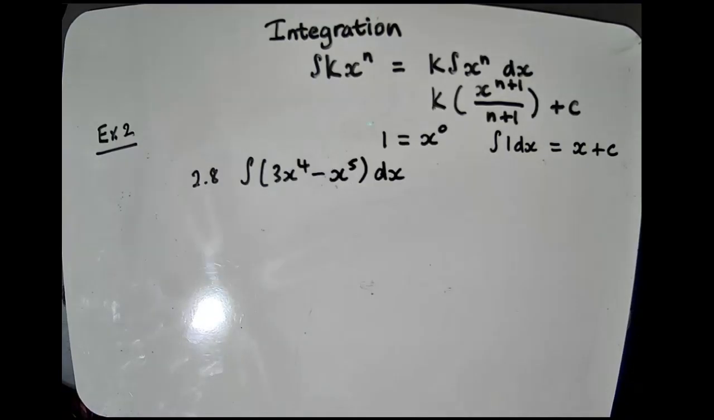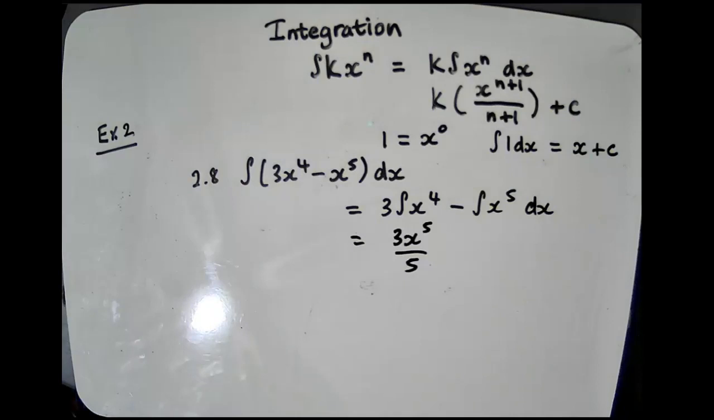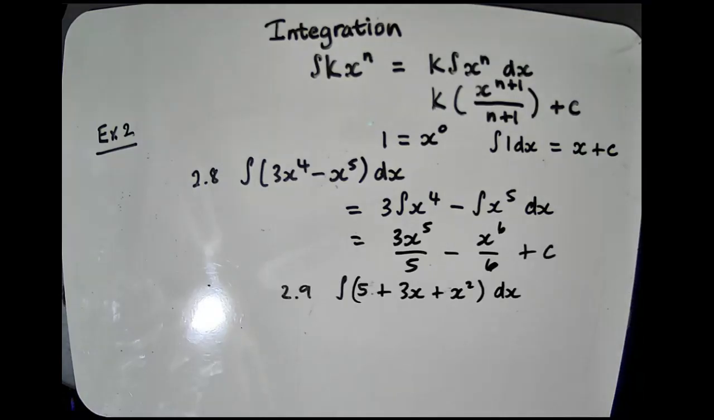So now we got 3x to the 4th minus x to the 5th. First step is to separate them like that. Add 1 to the exponents and copy the exponents in the denominator. So the first one will be 3x to the 5th over 5. The next one will be minus x to the 6th over 6 plus c. Right, 2.9, pause the video, try this one.